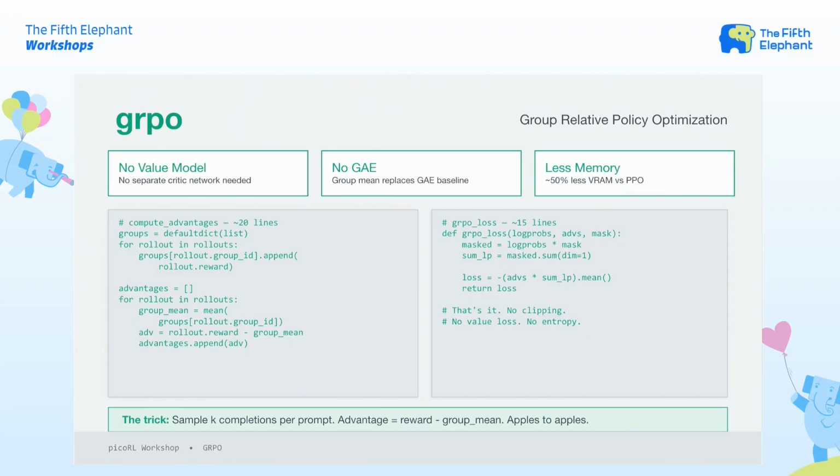Given a task and a bunch of rollouts, you can use the rewards from each of those rollouts and efficiently teach a model how to perform better on that task. I have vibe coded, trained, and implemented this in a library called PicoRL. I'm going to show it to you guys over here.